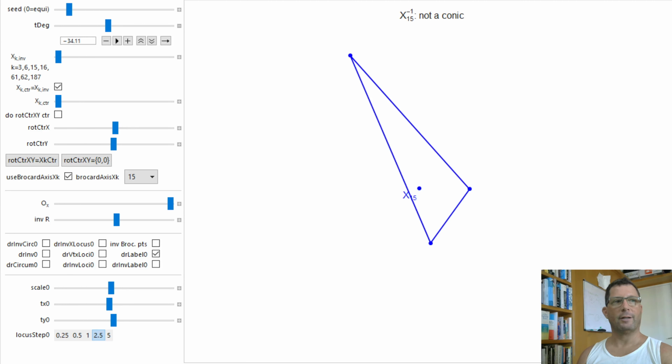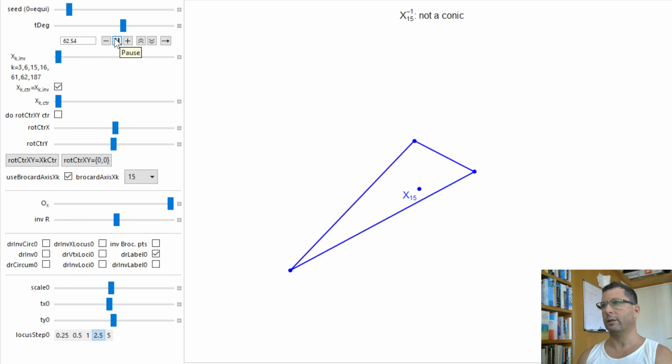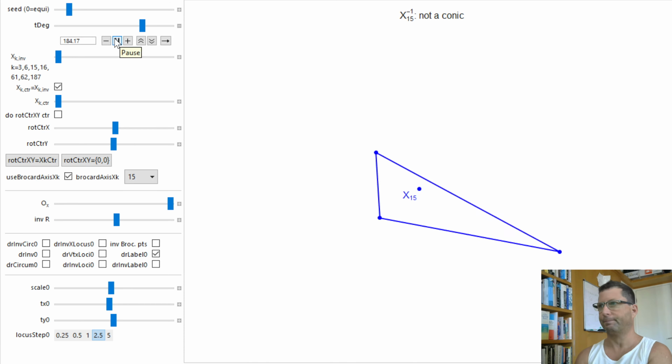Okay, so we're going to start in this video with a triangle, this blue thing here, and I'm going to compute its first isodynamic point, X15, and I'm going to rotate this triangle about its first isodynamic point, like so, rigidly rotated.